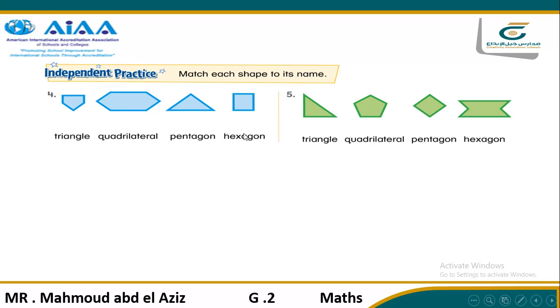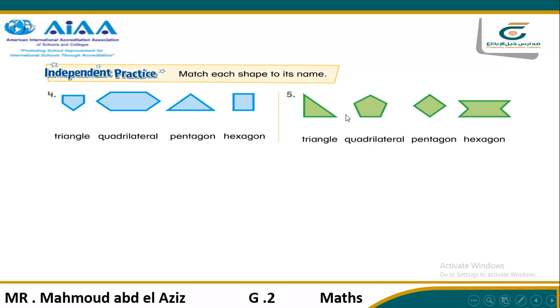The third shape here, 1, 2, 3. Excellent, it's a triangle. The fourth one here, we have 1, 2, 3, and 4. We have here 4 sides. So it's what? Quadrilateral. Excellent.